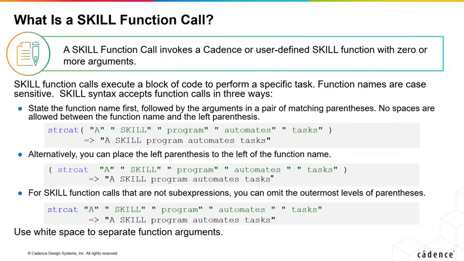Skill syntax accepts function calls in 3 ways. The first that we'll look at here is what we typically call the C syntax. We state the function name first, followed by the arguments in a pair of matching parentheses. No spaces are allowed between the function name and the first left parenthesis. Here, for example, we use the strcat function, which is a built-in function to concatenate strings, and we see a series of input parameters that are strings passed into it.